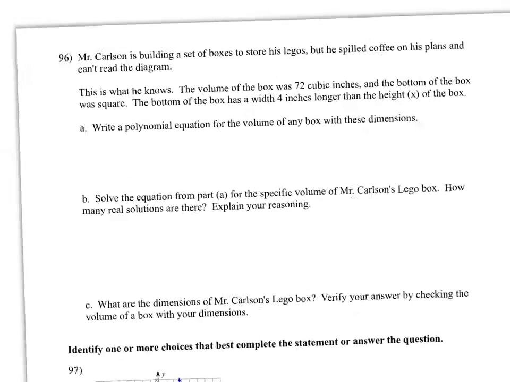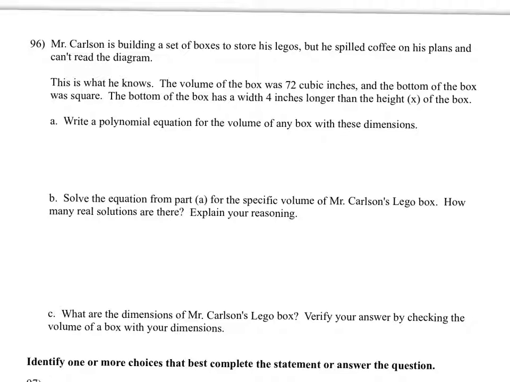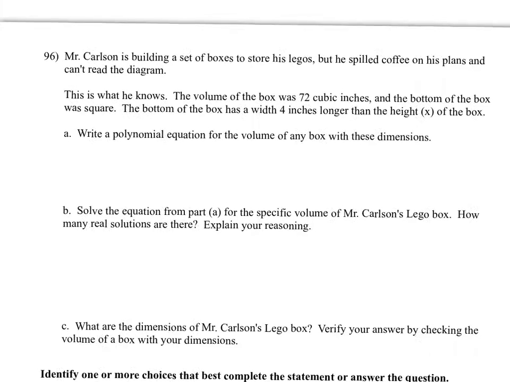For number 96, we're building a set of boxes to store my Legos, but I spilled coffee and can't read the diagram. So a box is going to look something like this. And it's telling us that the bottom of the box is square. And it's saying that the height is x, and the width is 4 inches longer. So we're going to call that x plus 4.